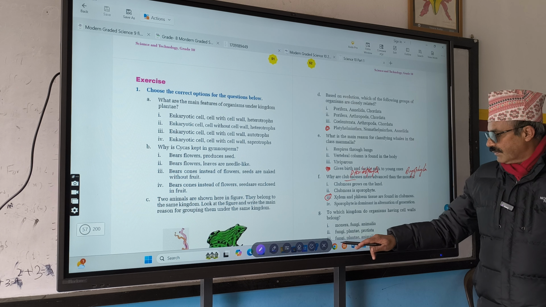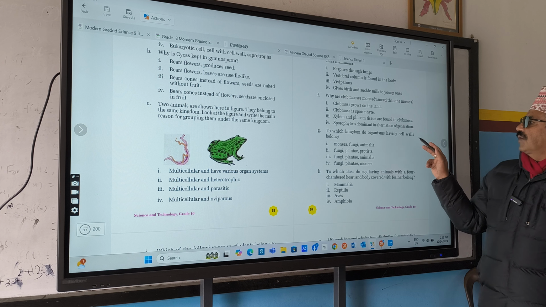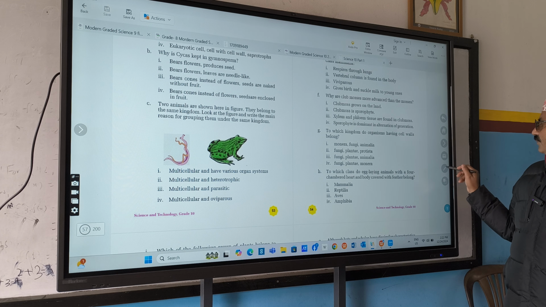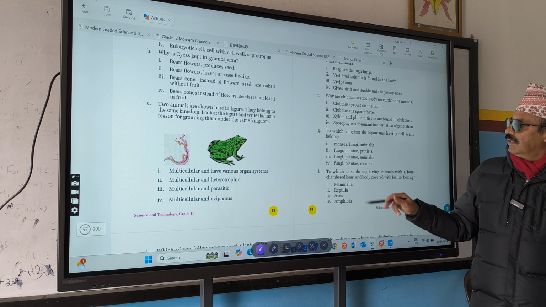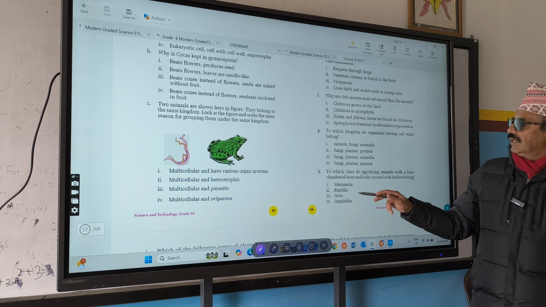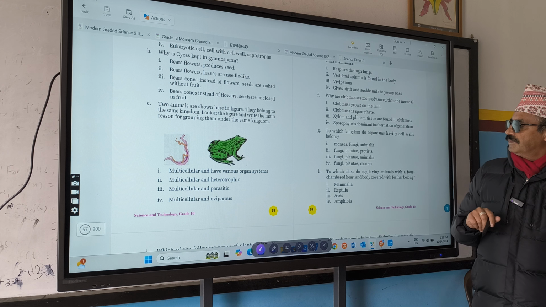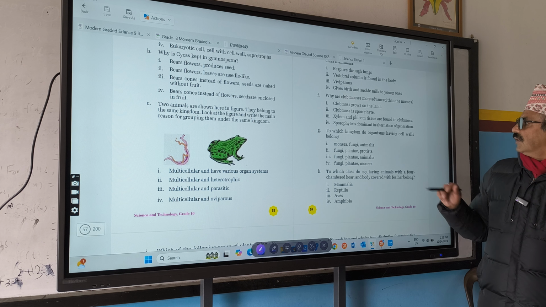Number G. What is the question? To which kingdom do organisms having cell walls belong? Having cell walls. Monera, fungi, animalia. Monera, plantae, protista. Fungi, plantae, animalia. Fungi, plantae, monera. Cell wall.